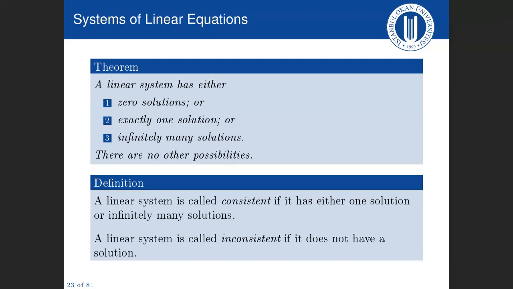A linear system is called consistent if it has either 1 solution or infinitely many solutions. So if we're either in case number 2 or case number 3, then we say that our linear system is consistent. A linear system is called inconsistent if it does not have a solution. In other words, inconsistent means there are 0 solutions to the linear system. Consistent means there's at least 1 solution.